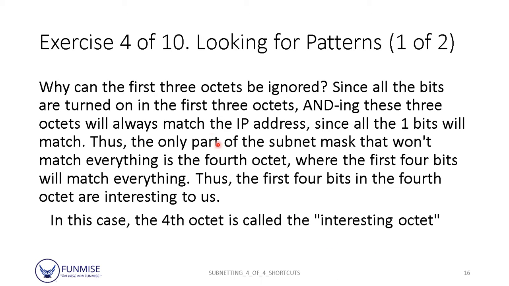Okay, now, why can the first 3 octets be ignored? Well, since all the bits are turned on in the first 3 octets, ANDing these 3 octets will always match the IP address. Now, we're referring specifically to this /28 address in this example. Since all the 1 bits will always match, the only part of the subnet mask that won't match everything is in that 4th octet, where the first 4 bits will match everything. Thus, the first 4 bits in the 4th octet are interesting to us, and in this case, the 4th octet is called the interesting octet.